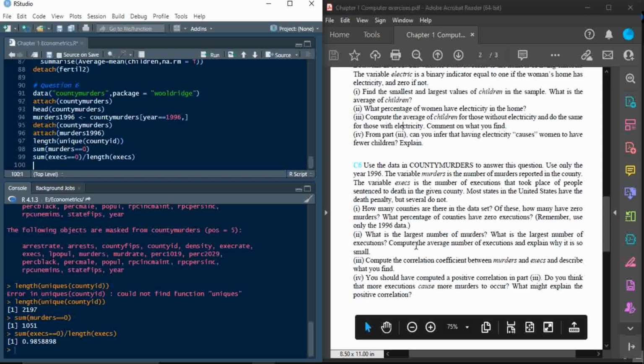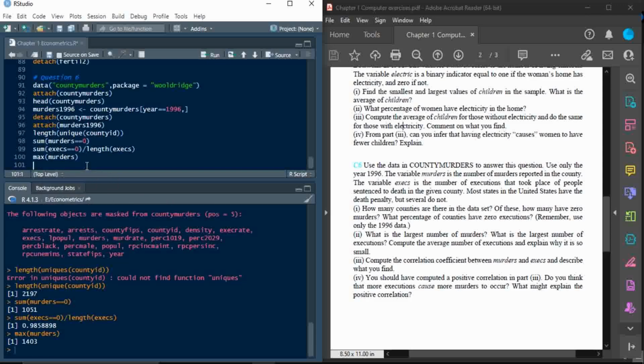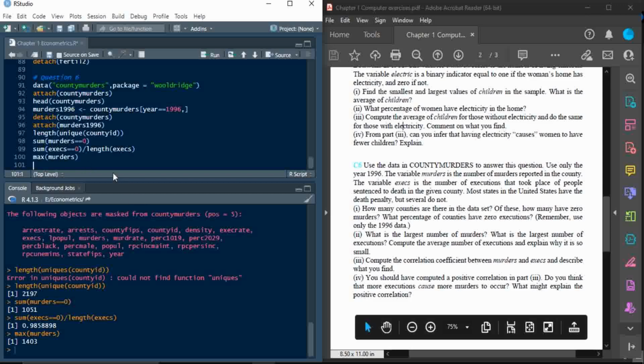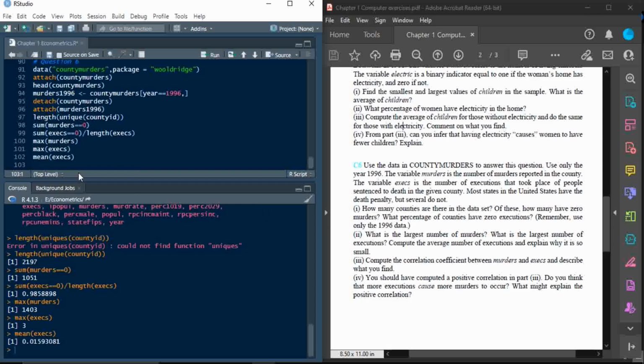Now let's look at the second part. What is the largest number of murders? So we can use function max for this. And what is the largest number of executions? Again, use max. Compute the average number of executions and explain why it is so small. Now let's look at the average of executions. Only a 1% rate is there in the dataset. So why is it so small? You can comment about this in the comment section.